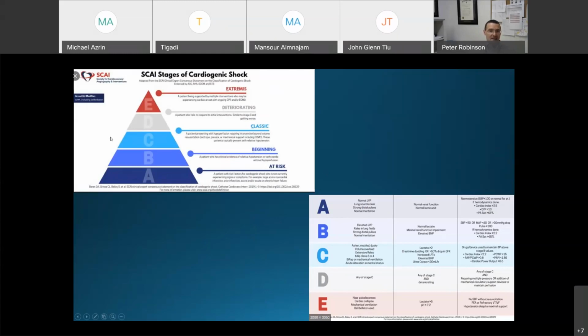Those are beginning to go into shock. This is what they would say was the classic shock picture that we're most used to. And then they're deteriorating, and then they're in extremis. So this briefly goes through stages A, B, C, D, E, basically.